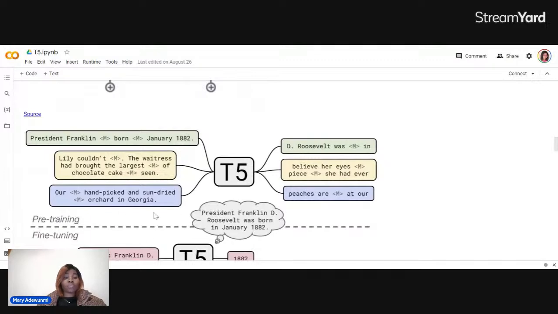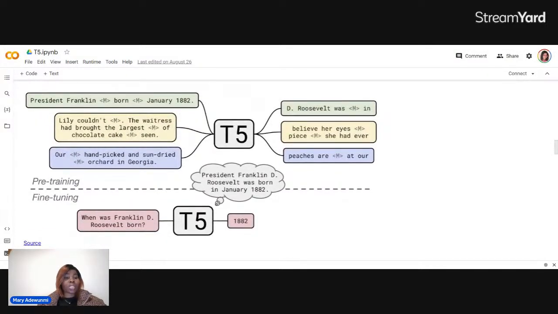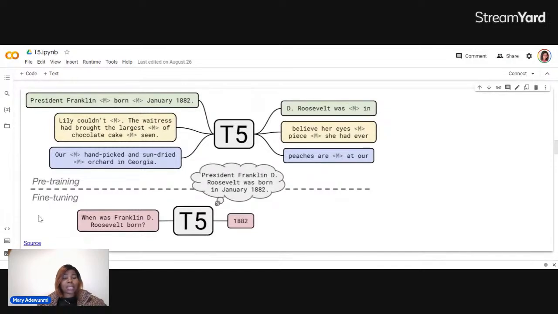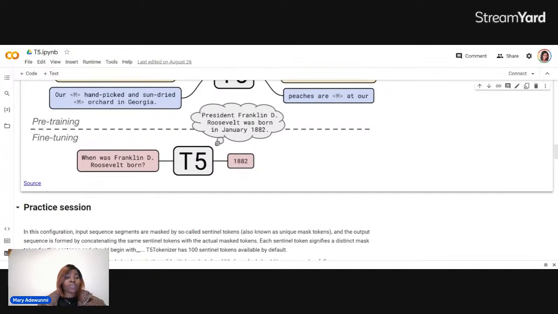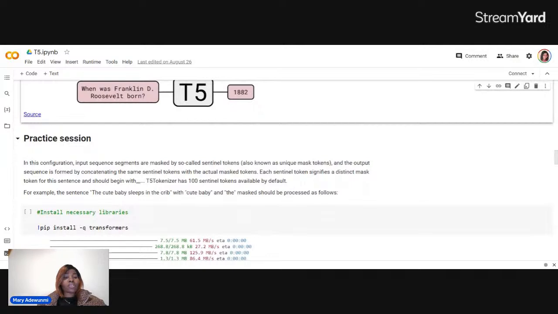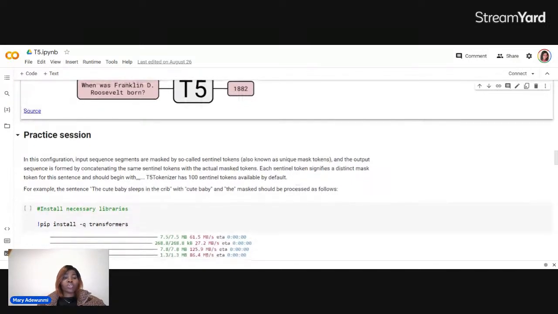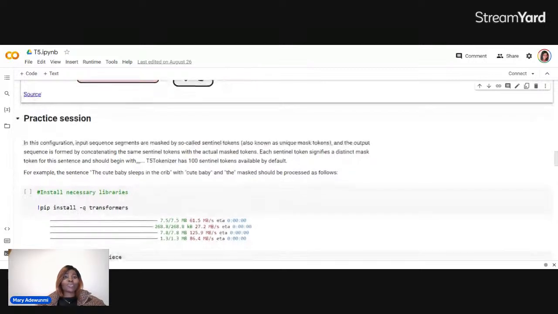So this is another framework, to make it easier for non-data science people, just to make it easier for a layman. President Franklin, born in 1982. So you could see here, he was saying that D. Roosevelt was, you don't know, was born in, so was it D. Roosevelt? That kind of thing. It's just talking about what pre-training is, analyzing it and getting the right answer, how it works, pre-training and fine-tuning.